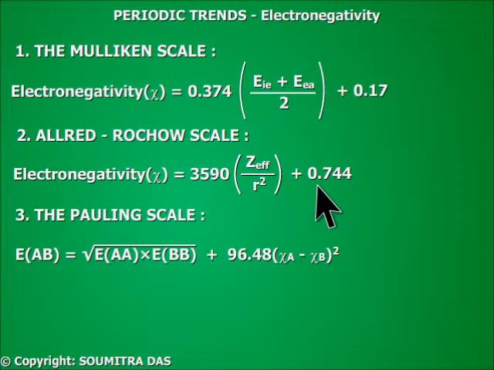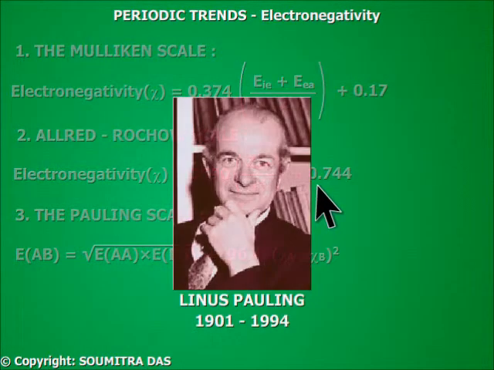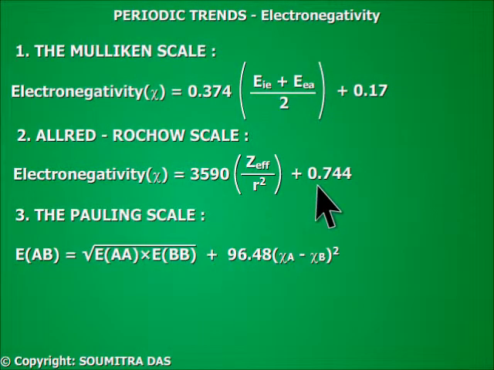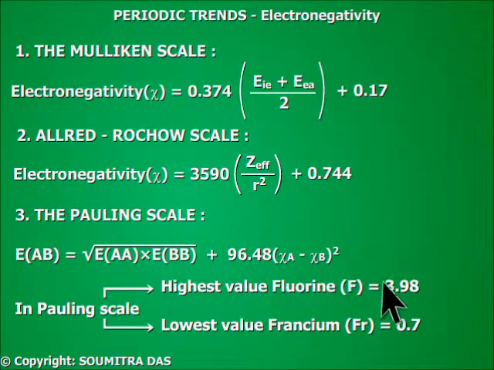Number 3. The Pauling Scale. This was proposed by Linus Pauling in 1932. He observed that the bond dissociation energy of a molecule AB is always greater than the geometric mean of the bond energy of the AA bond and the BB bond. He found the difference between the two and equated it with the difference in electronegativities of A and B like this. Electronegativity of fluorine was highest and set at 3.98 in order to ensure positive electronegativity of all the elements.